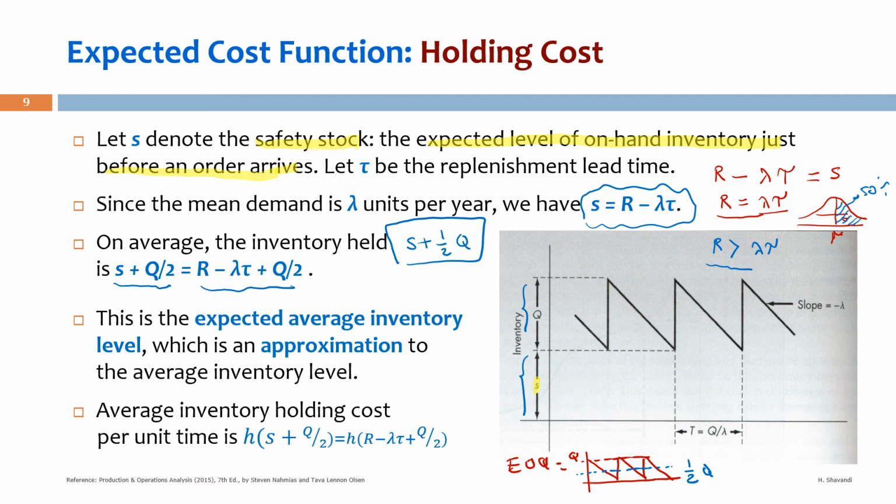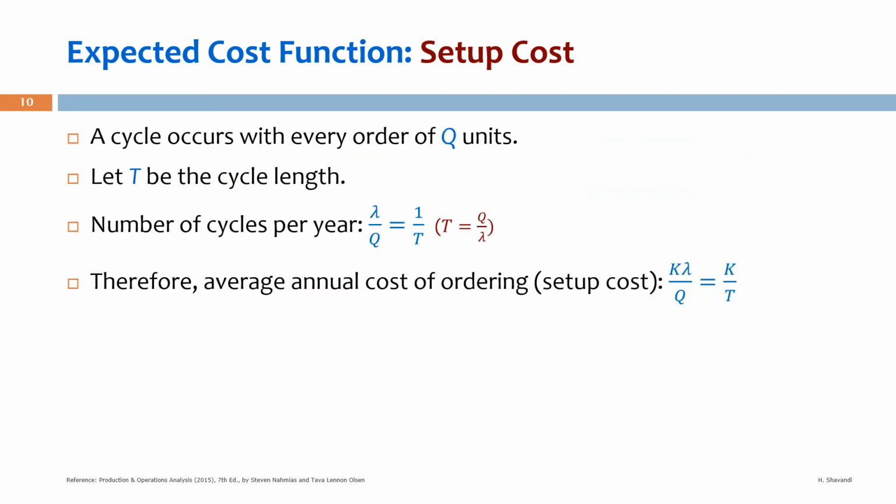Okay, and now if we multiply this average level of inventory by H, it will be the expected or average holding cost, which is here. The second term in the objective function is the expected setup or ordering cost.